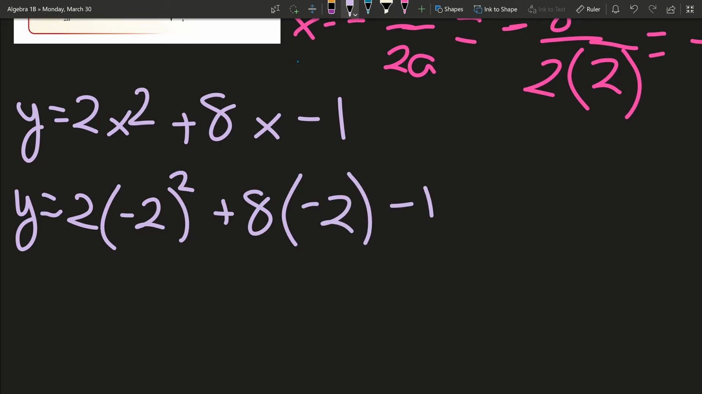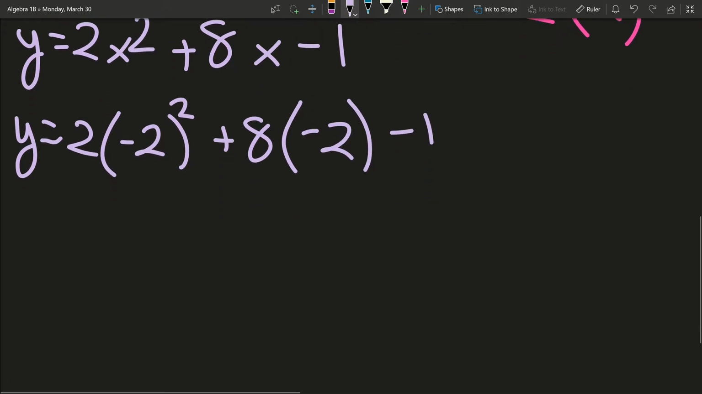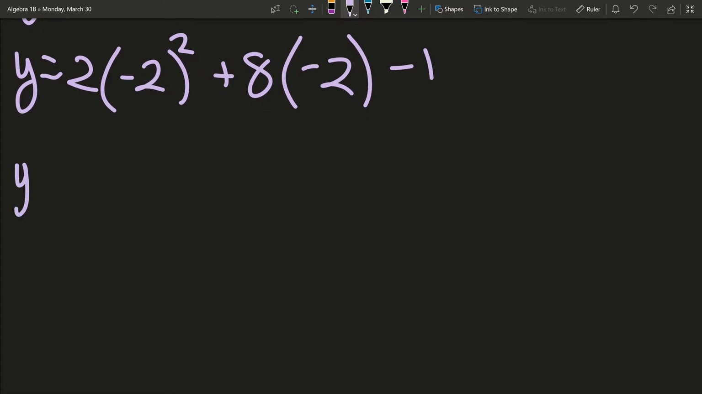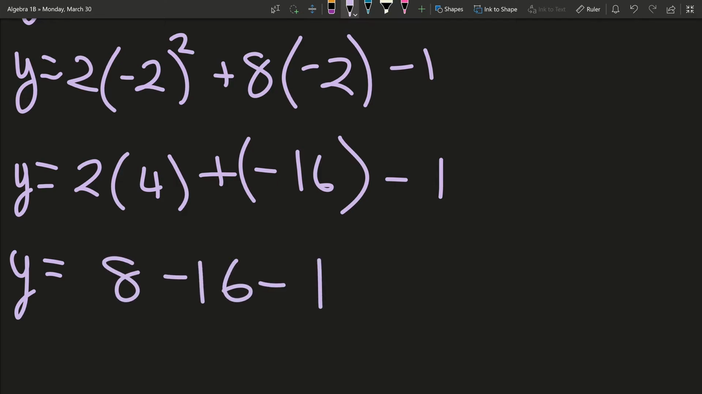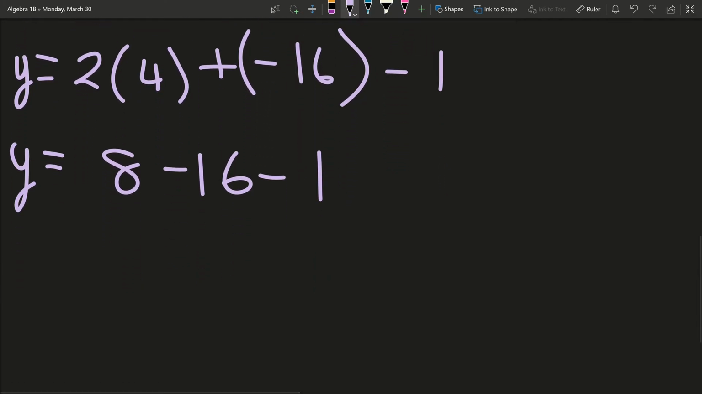And I recommend putting it in parentheses. So what is -2 to the power of 2? That is +4. 8 times -2 is -16 minus 1. If we simplify this, we're left with 2 times 4, which is 8, minus 16, minus 1, which gives us y is equal to -9.